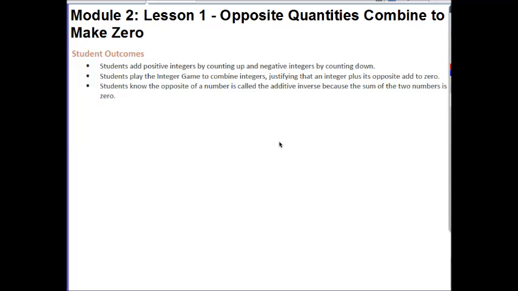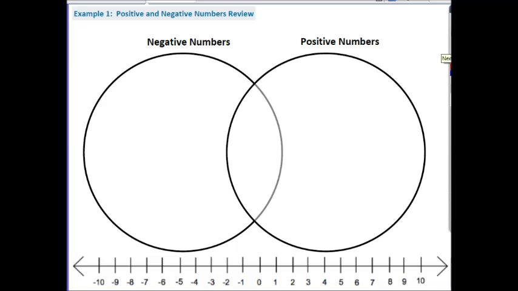Welcome to the first lesson in Module 2, Opposite Quantities Combine to Make Zero. Your outcomes for today's lesson are: students add positive integers by counting up and negative integers by counting down. Students play the integer game to combine integers, justifying that an integer plus its opposite add to 0. And students know the opposite of a number is called the additive inverse because the sum of these two numbers is 0.